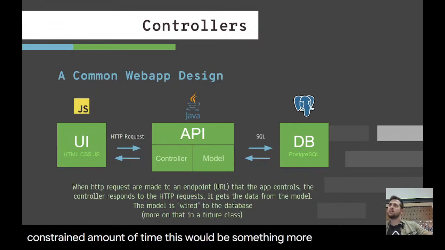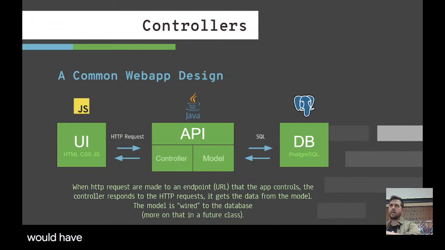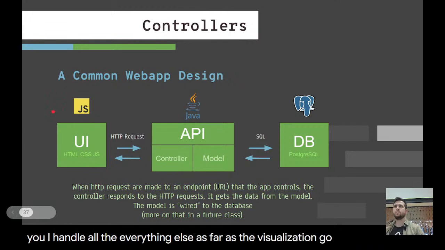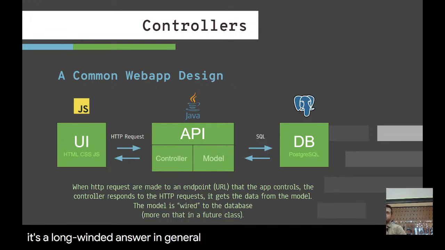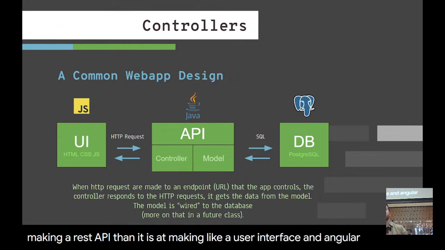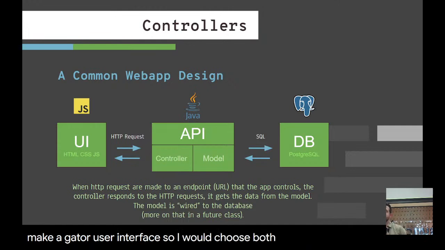This would be something more ideal, where we would have Java handle just strictly data stuff, which it's really good at, and have the UI handle everything else as far as the visualization goes. Yeah. So it's a long-winded answer. In general, I would say that Java Spring is better at making a REST API than it is at making a user interface. And Angular can only make a user interface, so I would choose both.